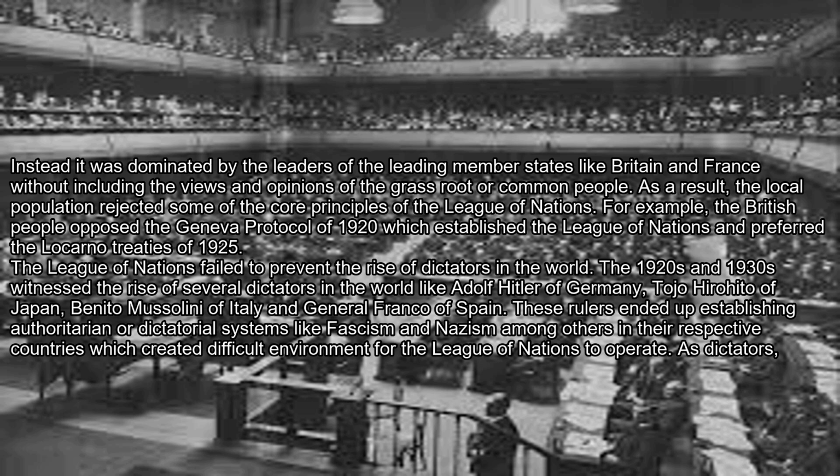The League of Nations failed to prevent the rise of dictators in the world. The 1920s and 1930s witnessed the rise of several dictators in the world like Adolf Hitler of Germany, Tojo and Hirohito of Japan, Benito Mussolini of Italy, and General Franco of Spain. These rulers ended up establishing authoritarian or dictatorial systems like fascism and Nazism, among others, in their respective countries, which created a difficult environment for the League of Nations to operate. As dictators, these rulers were also very much determined to fight against the democratic states like Britain, France and USA, which were trying to defend the spread of democracy in the world. This therefore undermined the League's efforts to maintain world peace.